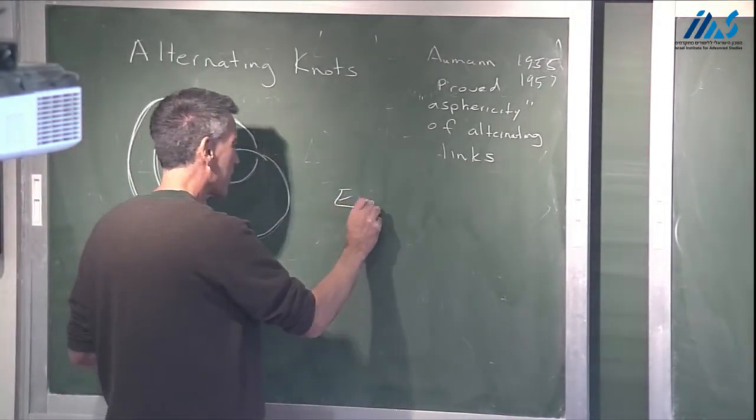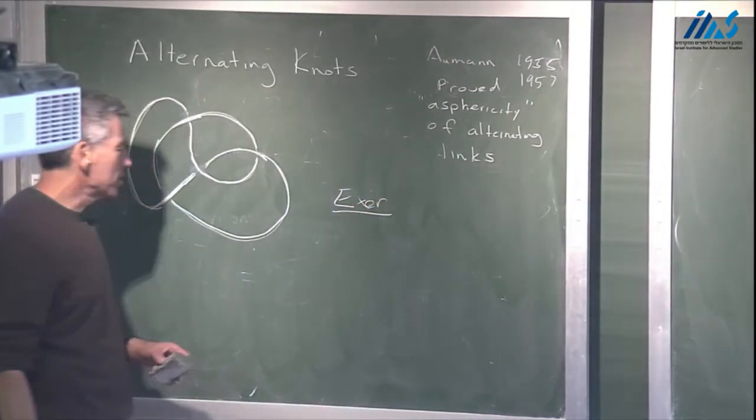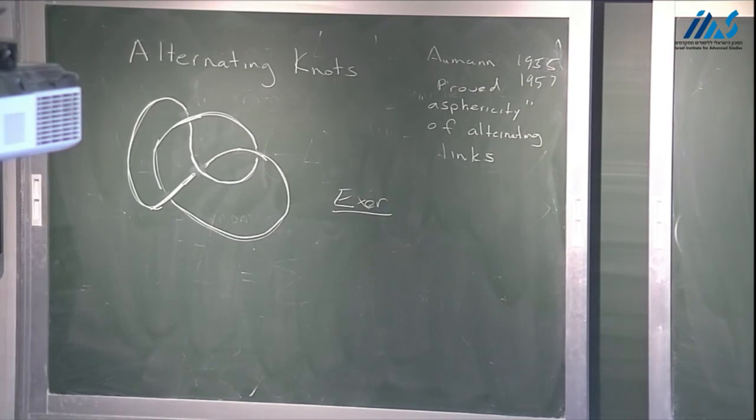So here's a little exercise, let's do it. Why is it that you can always do this? You can always alternate between over and under as you go around the curve. You never run into a problem.